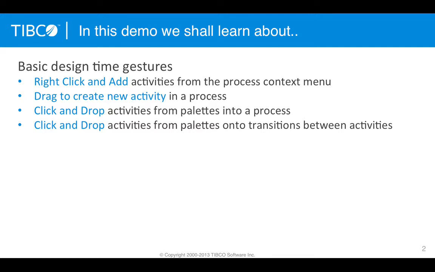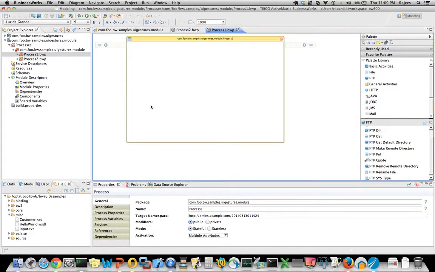use. It's things like right-clicking and adding activities, dragging on the drag to create new activity gadget to create new activities, and to look at the two types of click and drop sort of gestures that we support. So without further ado, let's look at what that means.